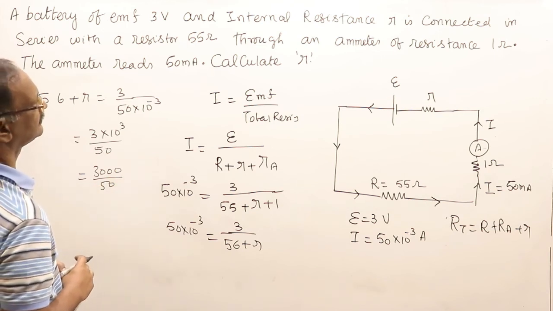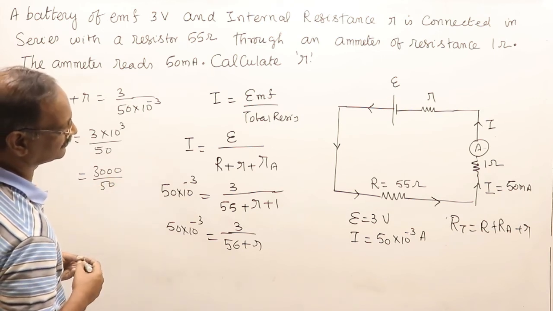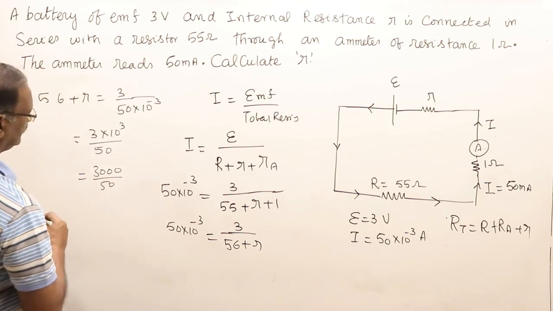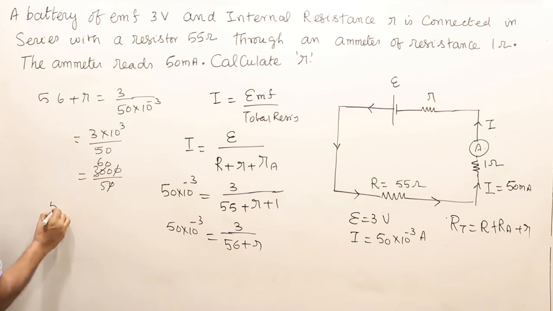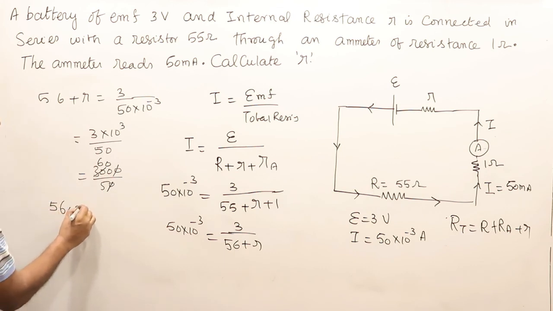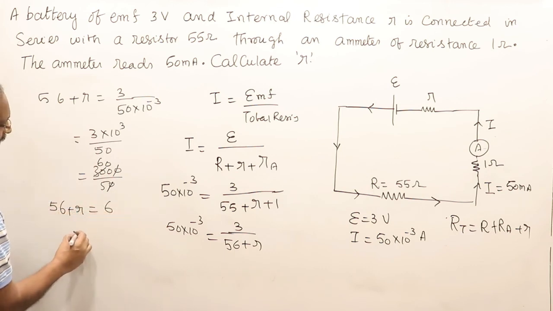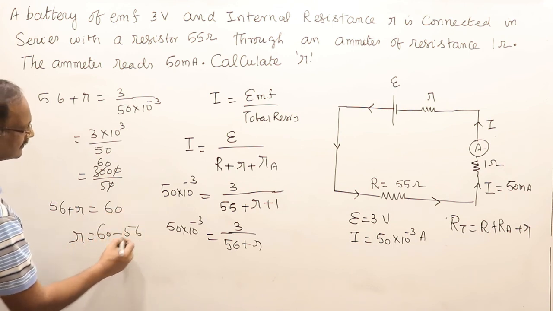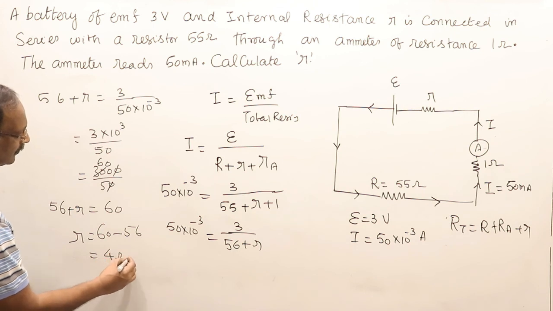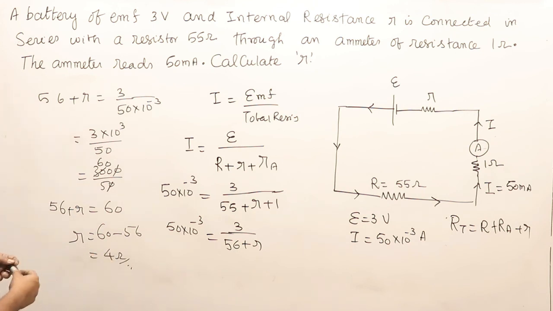So what is the value of r? This comes out to be 60. So 56 plus r is equal to 60, or r is equal to 60 minus 56, which is equal to 4 ohm. The internal resistance r comes out to be 4 ohm.